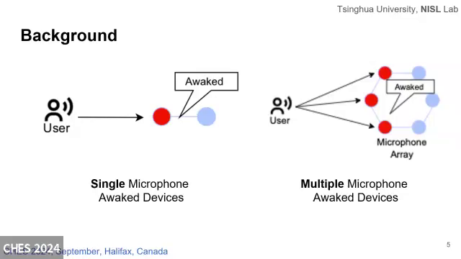Typically, voice control devices designed for single microphone wake-up incorporate just one or two microphones, and any of them can successfully trigger the device, and then the user gets the correct response. But to achieve a successful wake-up for the multiple microphone ones, the voice commands must be captured by multiple microphones within the array simultaneously.